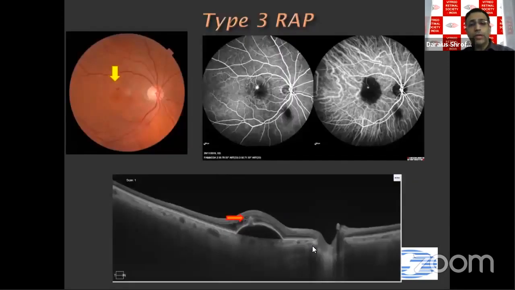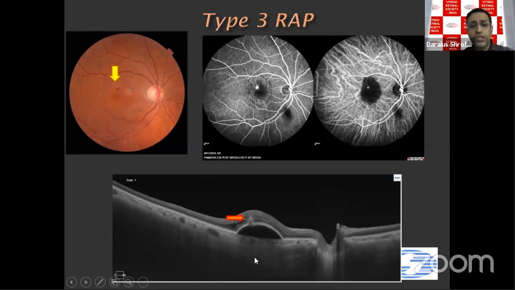We move on to RAP, which is type 3, and you can see a case of RAP. This hemorrhage here, this red colored dot, is a clue that it's a RAP lesion. You can see the hotspot beautifully on the ICG angiography. And you can see the intraretinal tissue here on the structural B scan.